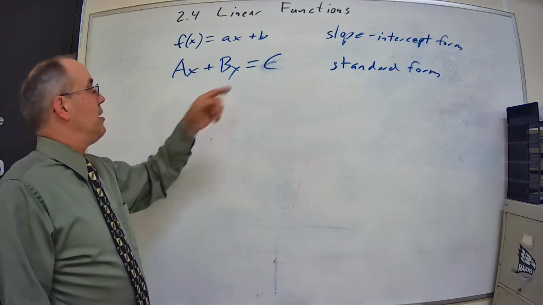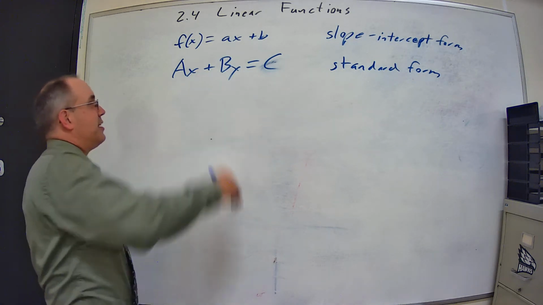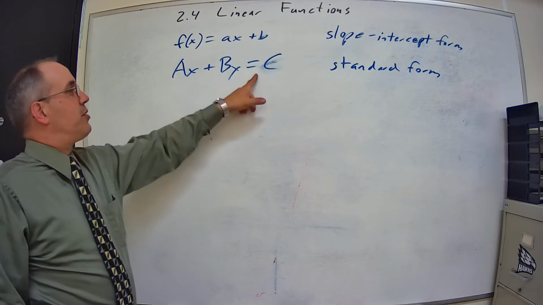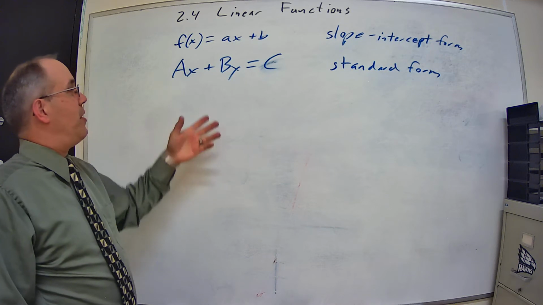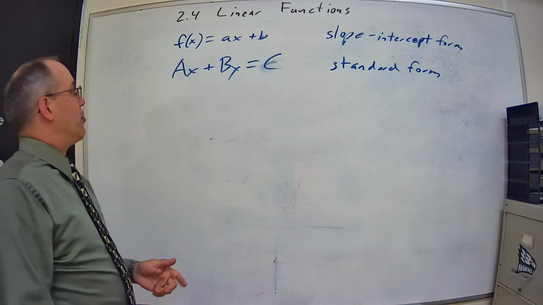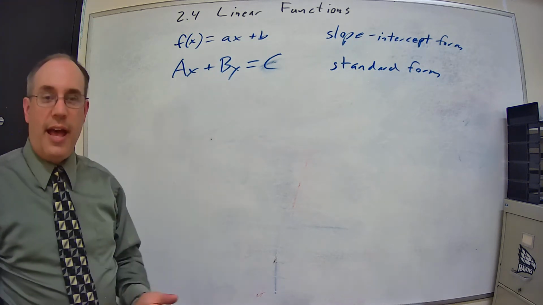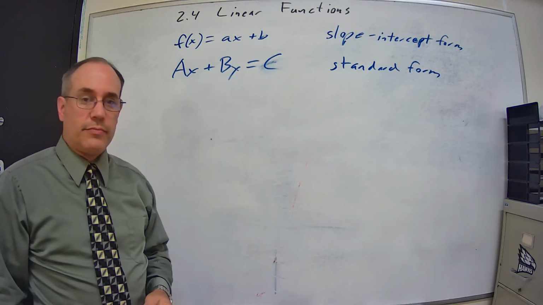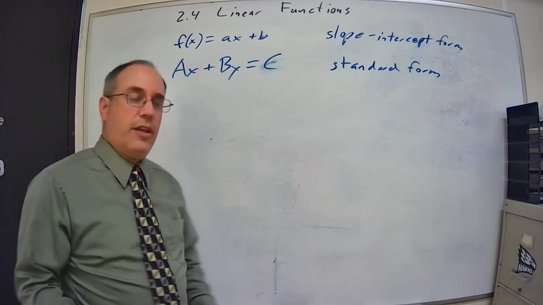But if you notice, plugging in 0 is really easy. If I plug in 0 for x, then by is equal to c. So our y-intercept is going to be c over b. And if we plug in 0 for y, then we get ax is equal to c. So our x-intercept will be c over a. So it can be really easy to pull those intercepts out of it, which makes it easy to plot.